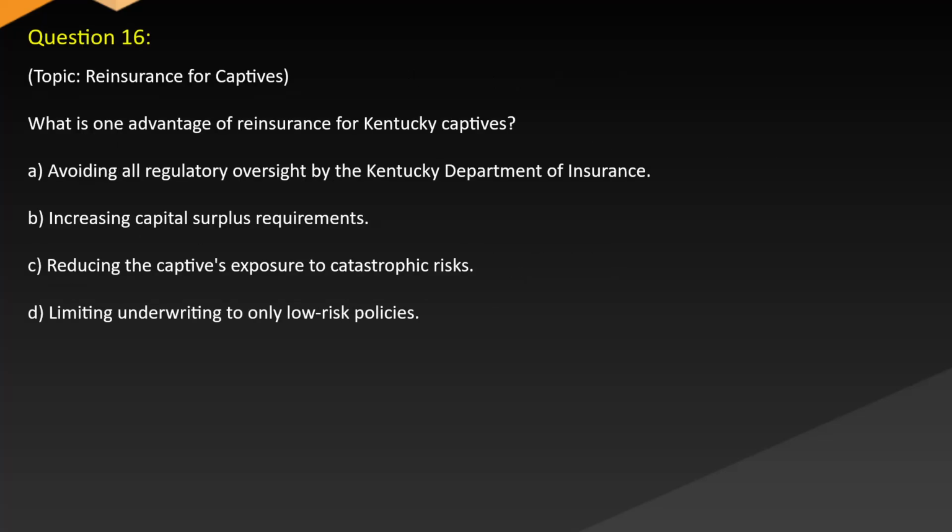Question 16. Topic: Reinsurance for captives. What is one advantage of reinsurance for Kentucky captives? A. Avoiding all regulatory oversight by the Kentucky Department of Insurance. B. Increasing capital surplus requirements. C. Reducing the captive's exposure to catastrophic risks. D. Limiting underwriting to only low-risk policies.